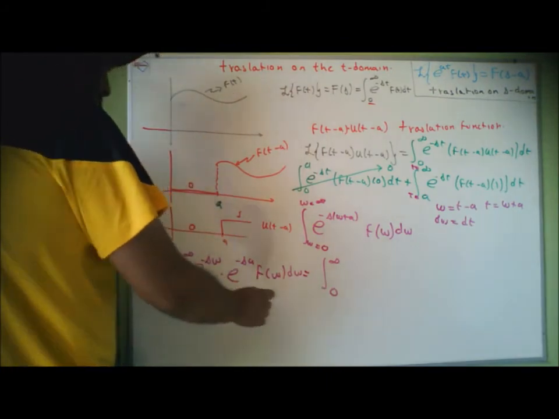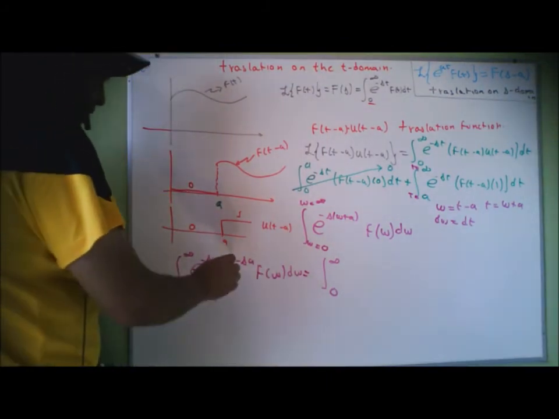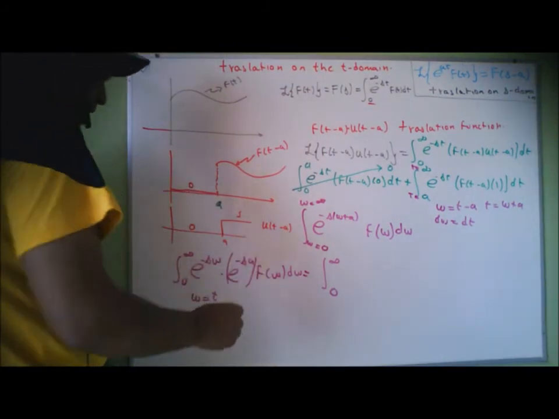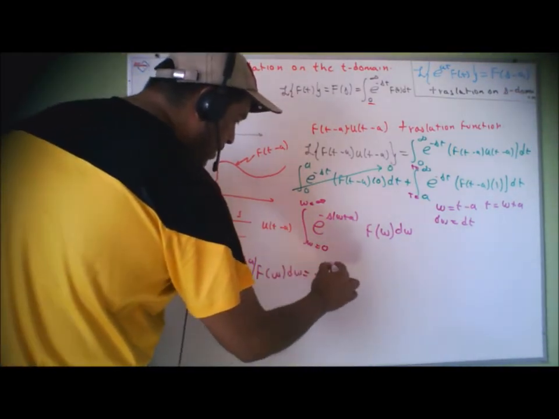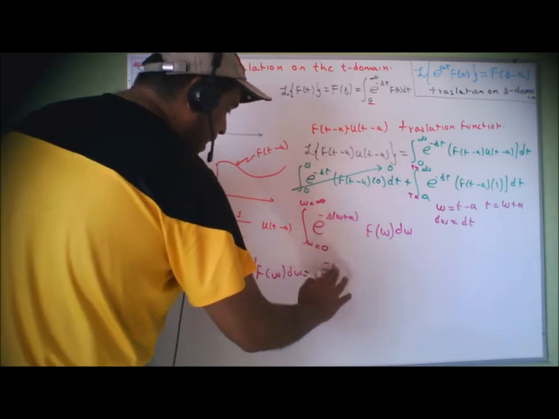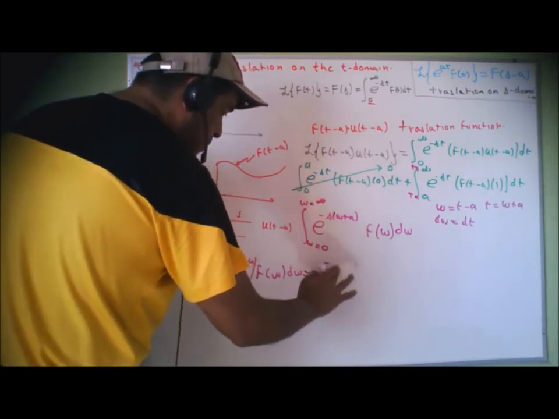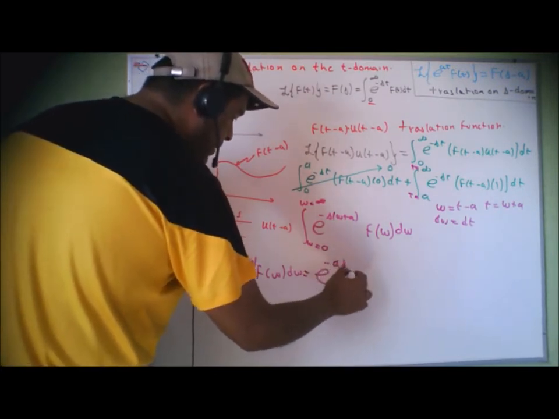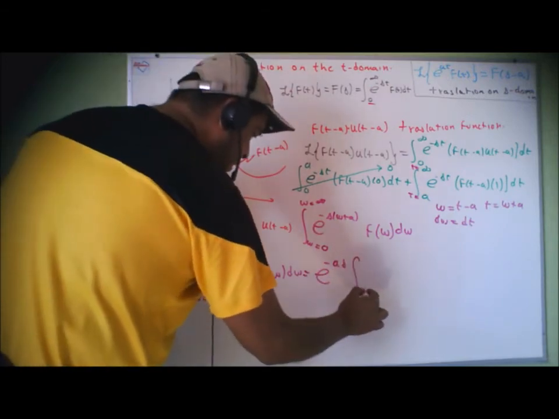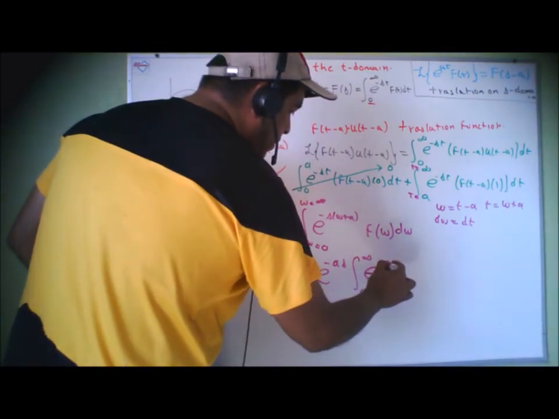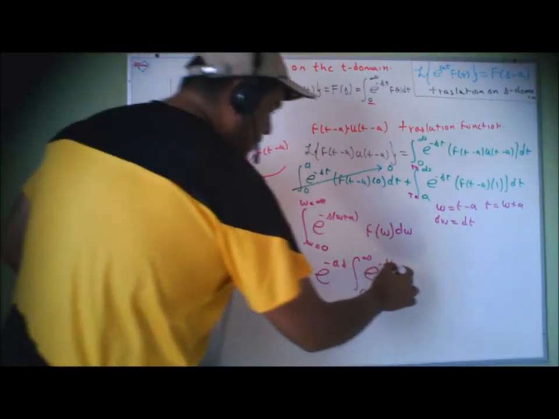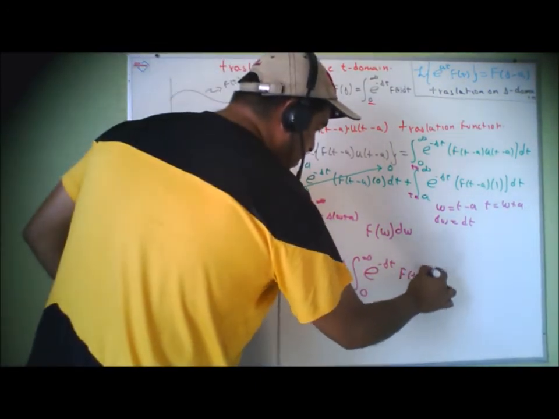I'm going to take outside what is constant, and what is constant? This part is constant, and it is in a multiplication. Okay, so it's going to be exponential minus as, integral from 0 to infinite. If we do the variable change, exponential minus st, and then f of t, differential of t.